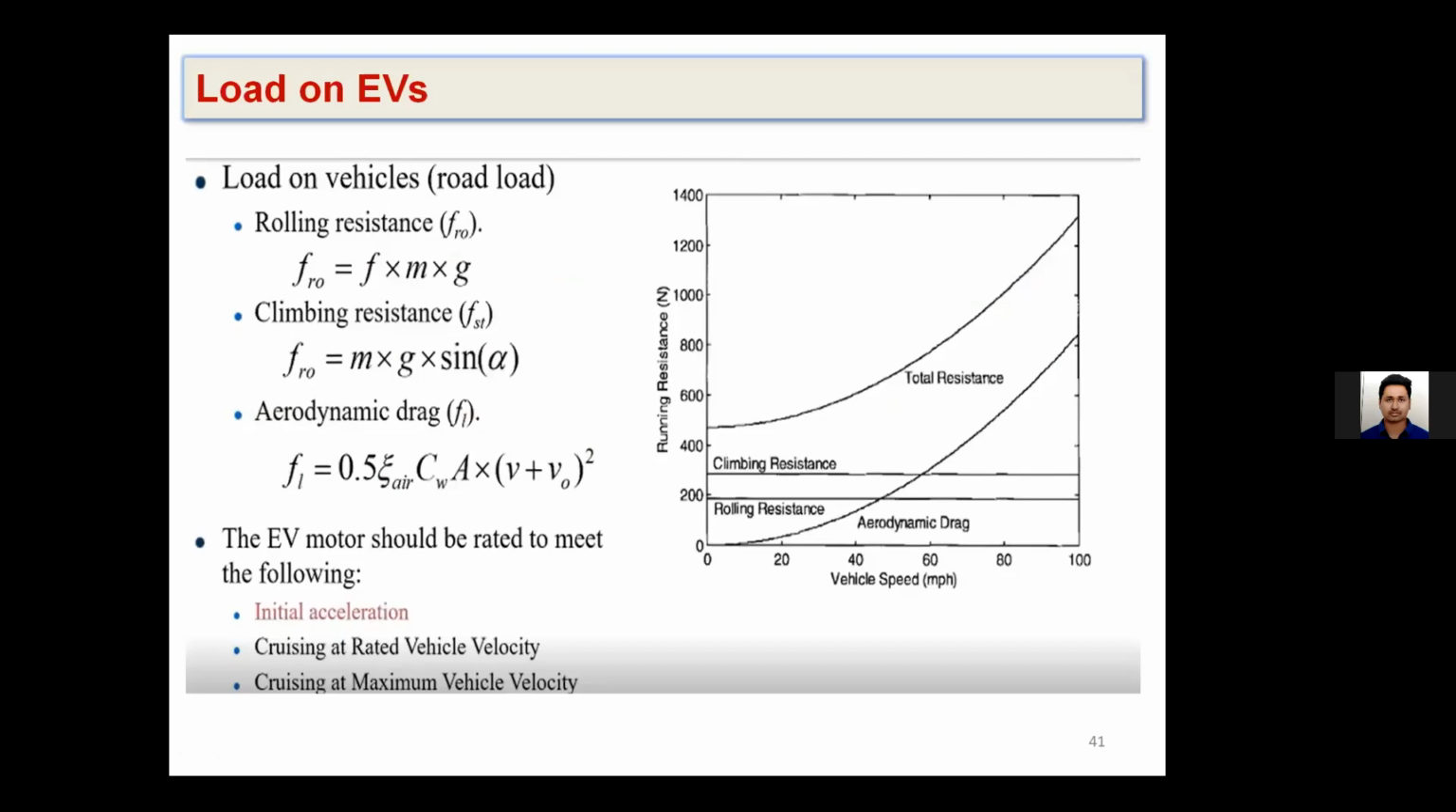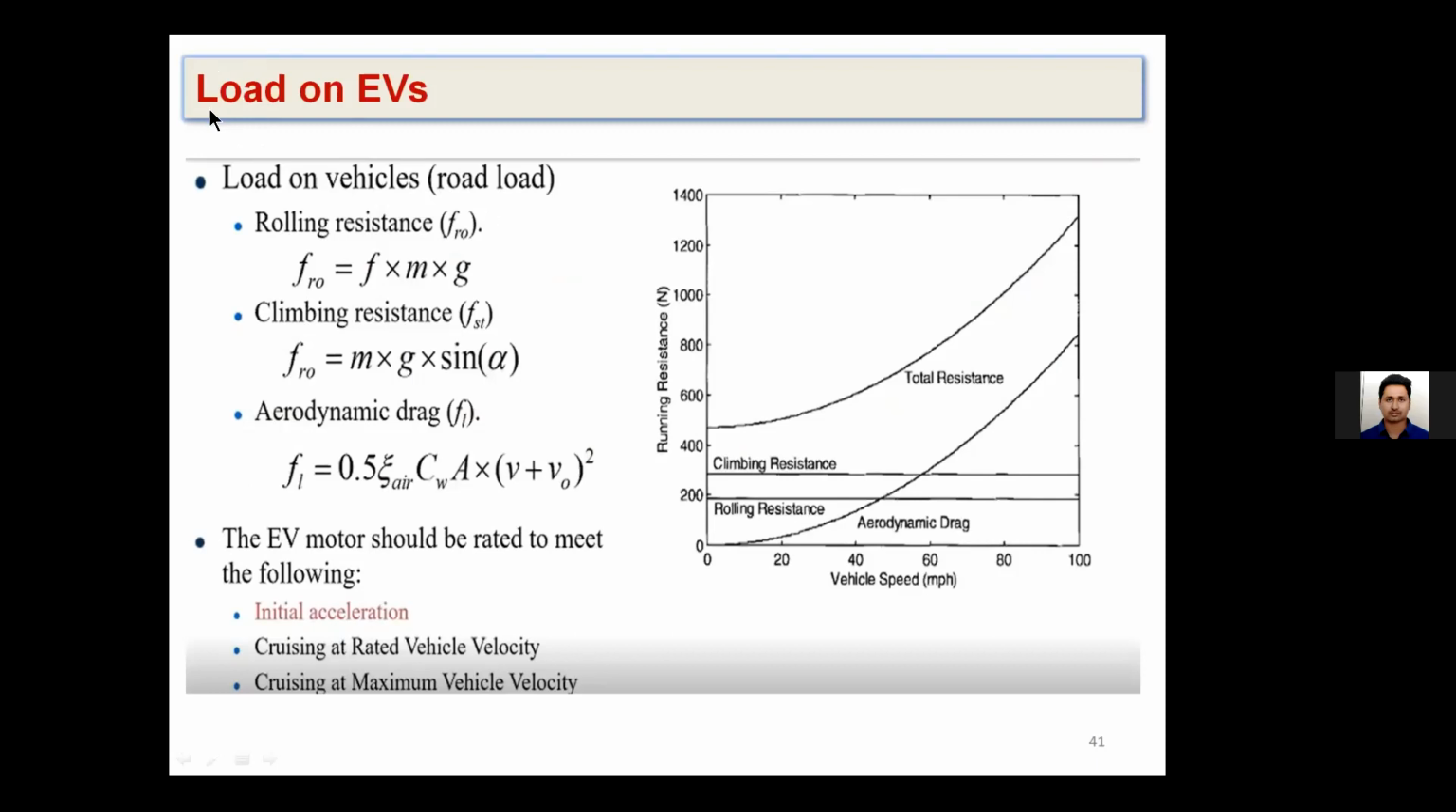Coming to the load on EVs. If we consider a linear or road load, the various parameters are rolling resistance, climbing resistance, and aerodynamic drag. All of this needs to be considered while designing the motor. First we calculate the tractive force loads, because based on the load requirement only, we have to design the motor.